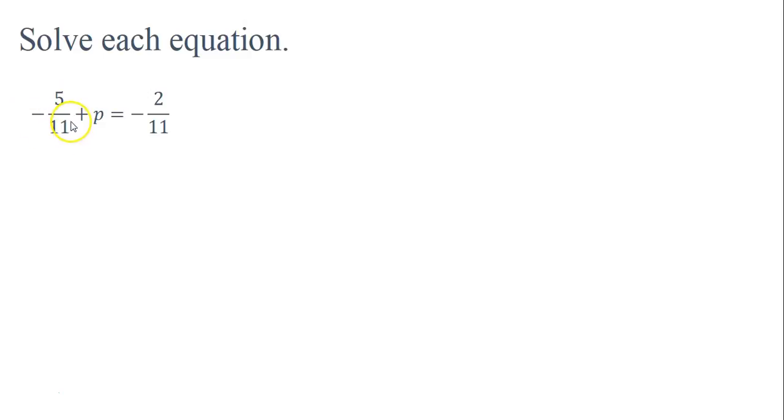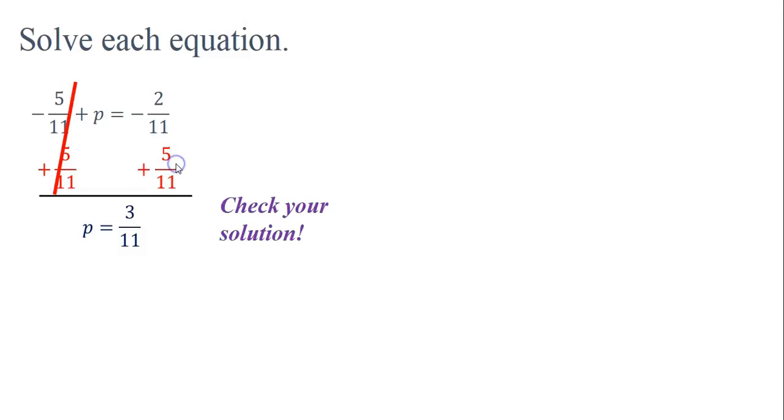So this is a negative 5 over 11. So we need to do the inverse of this negative here, not of this negative. So we're actually going to add 5 over 11 to both sides. And we do that because, see, then they cancel out, because that's the goal. We want to cancel them out over here. And what we do to one side, we have to do to the other side. So like I said, those cancel out. And then I'm left with p equals 3 over 11.